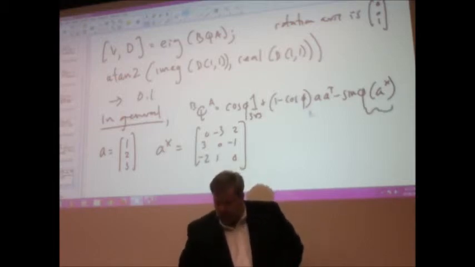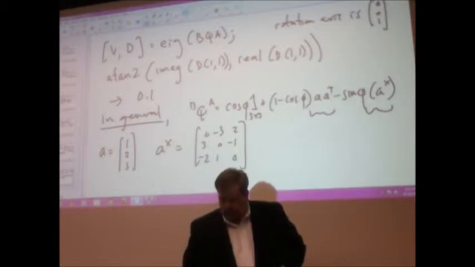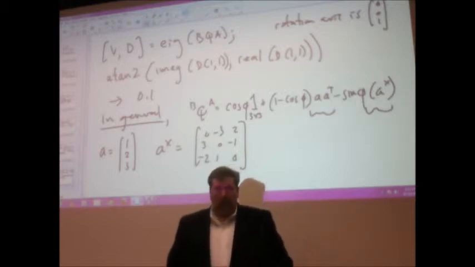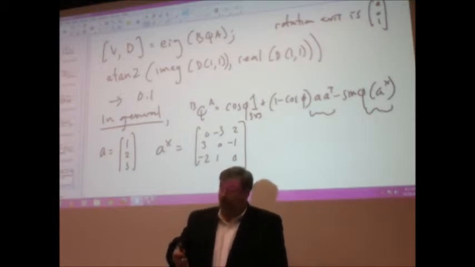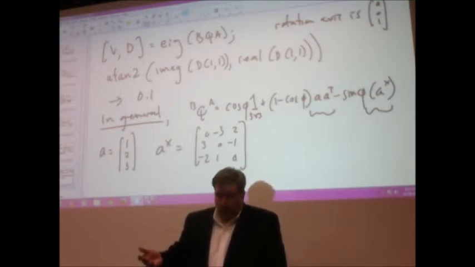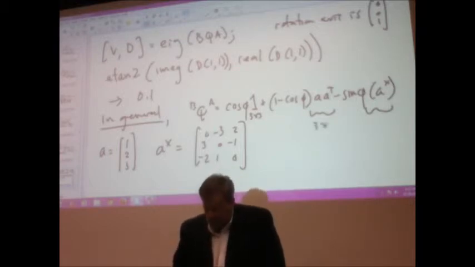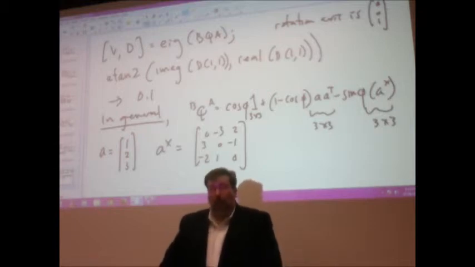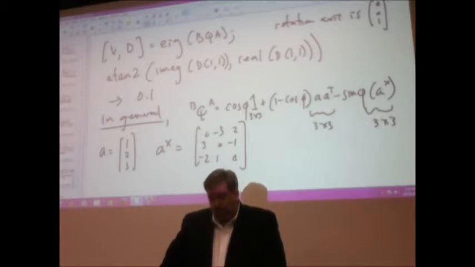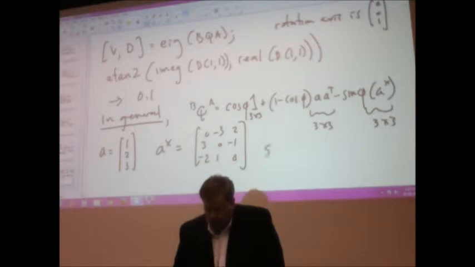Let's look at this one, A A transpose. Remember, A is just our 3 by 1 matrix that represents the rotation axis in either the A or the B coordinate system, since it's the same in both. So A A transpose is a 3 by 3 matrix. This is a 3 by 3 matrix. And we have these scalars multiplying these 3 by 3 matrices. You'll notice that only A cross is not symmetric. In fact, it's so-called skew symmetric.